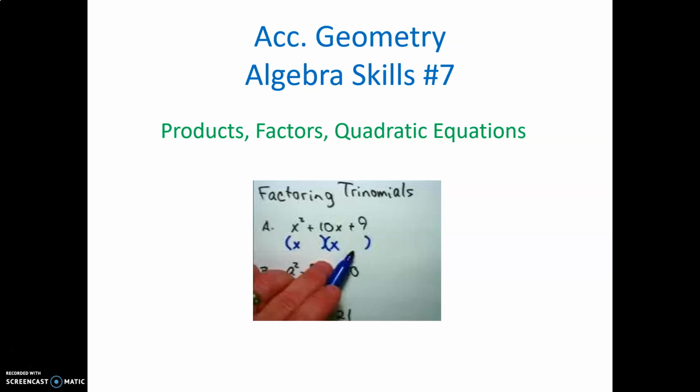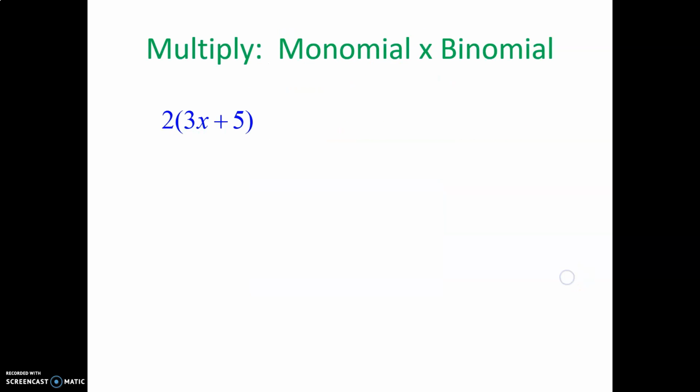This is Algebra Skills number 7. It deals with products, factors, and quadratic equations. First thing they ask me to do is multiply a monomial by a binomial. One term multiplies a parenthesis with two terms in it.